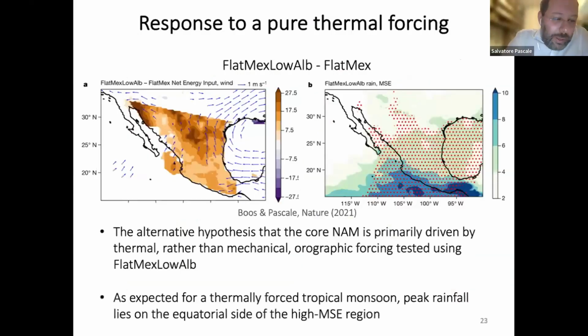So in the study, the hypothesis that it was not completely thermally driven was tested by taking the setup with no Mexican topography and lowering the albedo, so that the insolation, the absorbed solar radiation at the land level, could be increased. And we see that this was not enough to generate, again, the typical band of rainfall over Western Mexico.